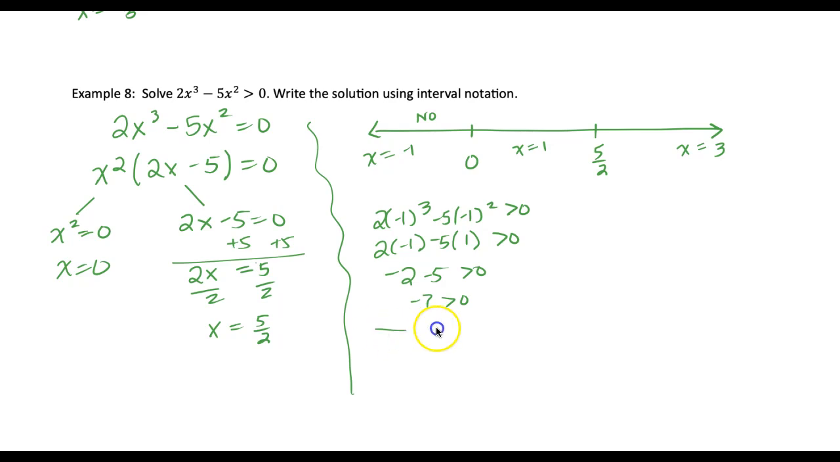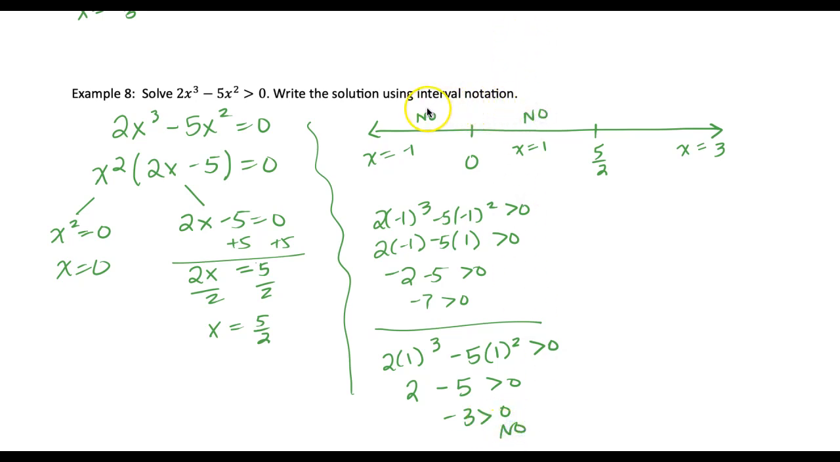Let's go ahead and try it with +1. 2 times +1 cubed, -5 times +1 squared, is that greater than 0? 2 times 1 is 2, and 5 times 1 is 5, but remember we have that minus. And 2 minus 5 is -3. Is -3 greater than 0? Notice that we also got a no here. So it's not always the pattern that you go yes, no, yes, or no, yes, no. In this case, we had a no next to a no.